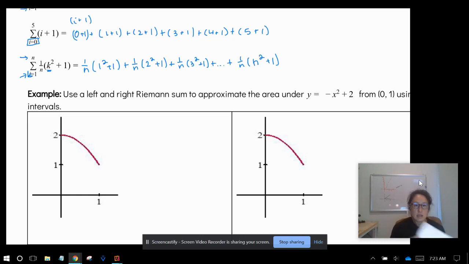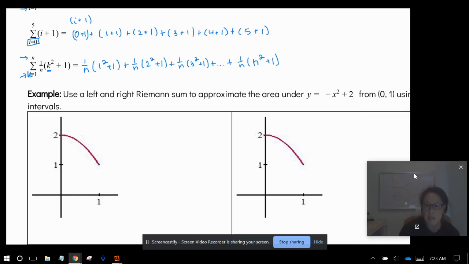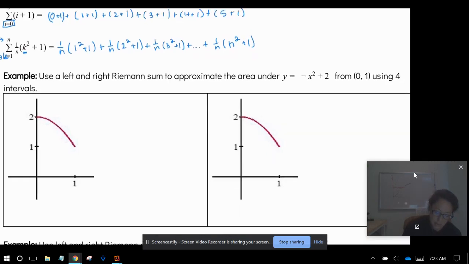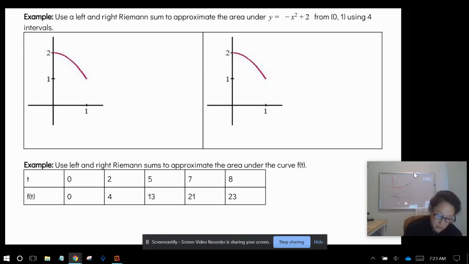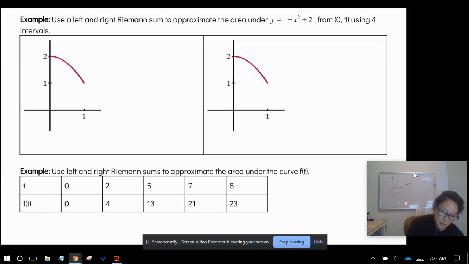All right, so the next thing we're going to do is use our Riemann sum to estimate the area underneath this curve. First we're going to take the left Riemann sum and then the right. So I'm going to do the left over here, and then we're going to do the right.